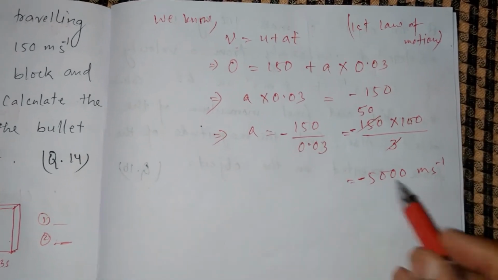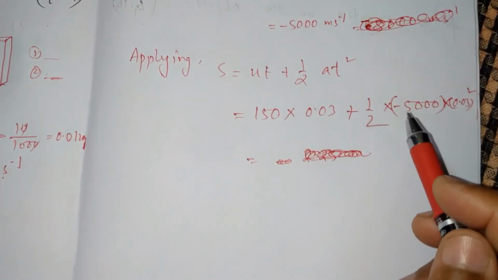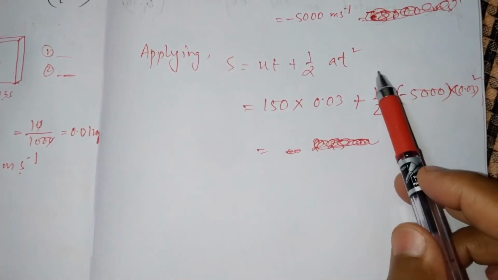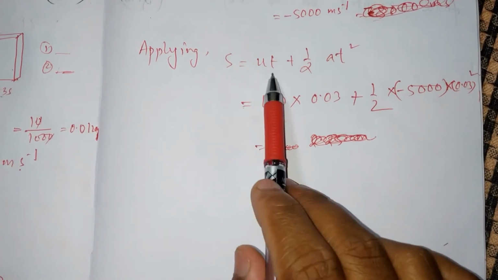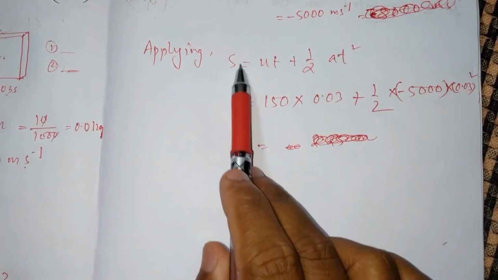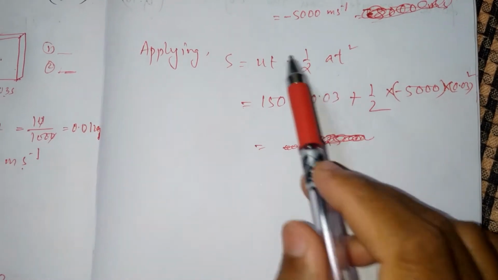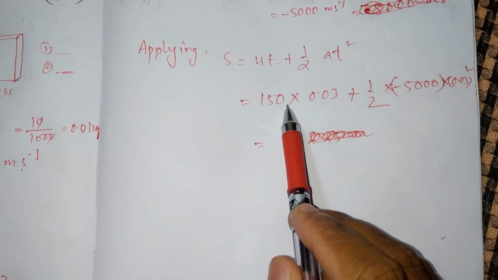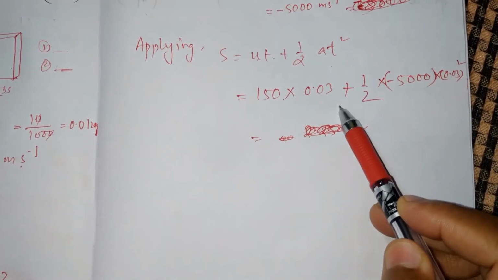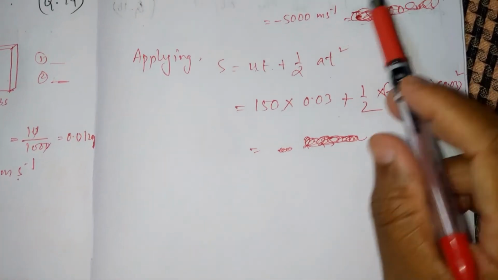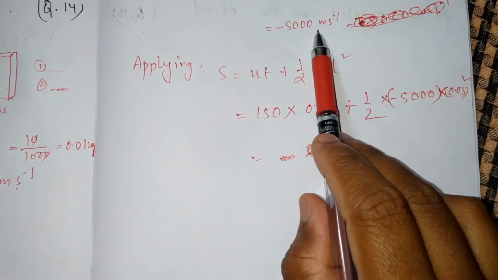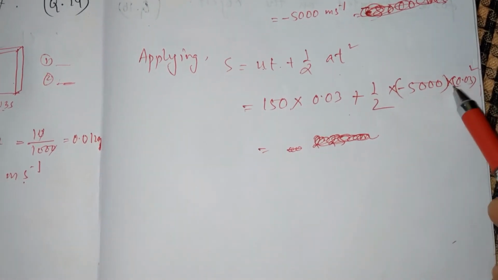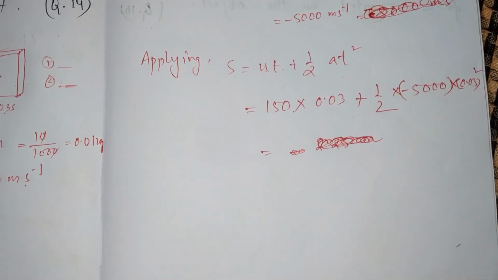Students, for finding the distance of penetration, we will use the second law of motion. The formula is s = ut + half at square, as we want to know the value of s here. So we'll put the values of u, a and t. u is 150, the initial velocity, t is 0.03, and half a is half of minus 5000 meter per second square, into time 0.03 whole square.